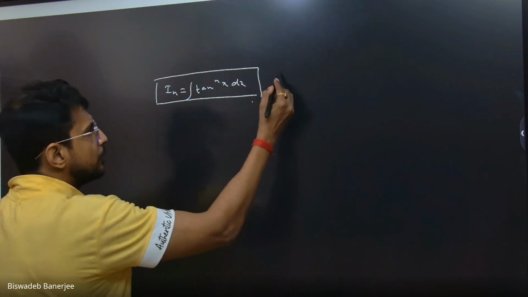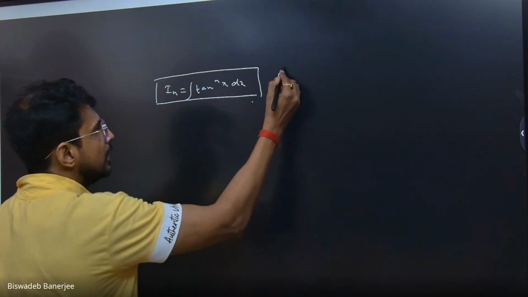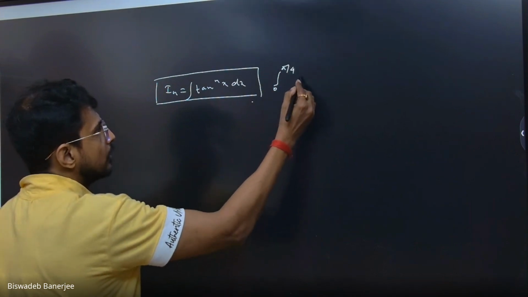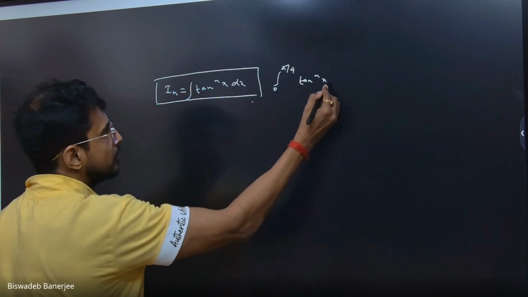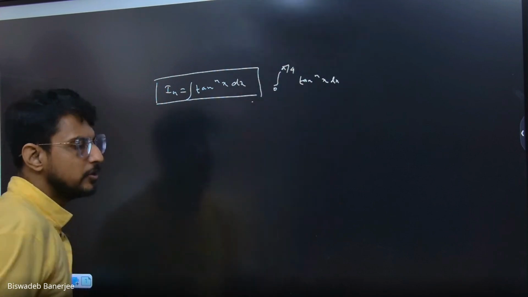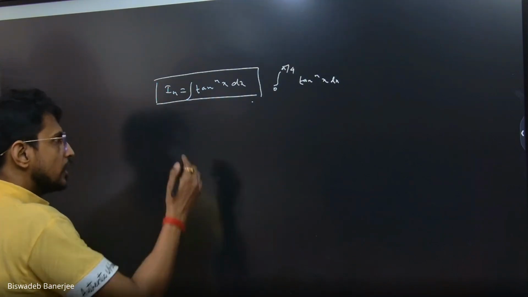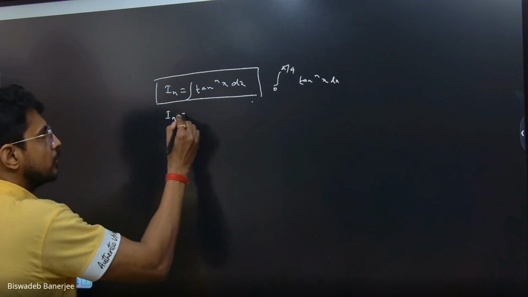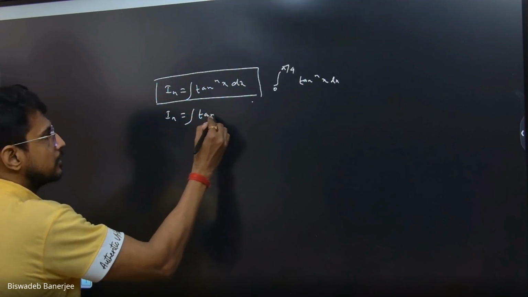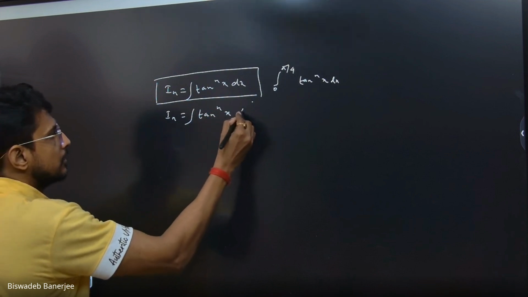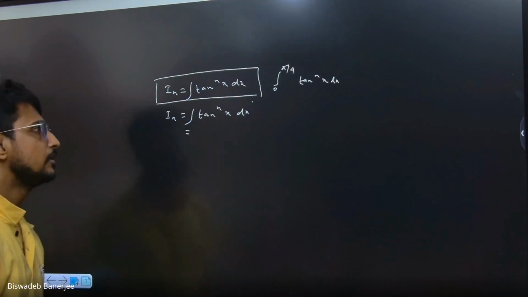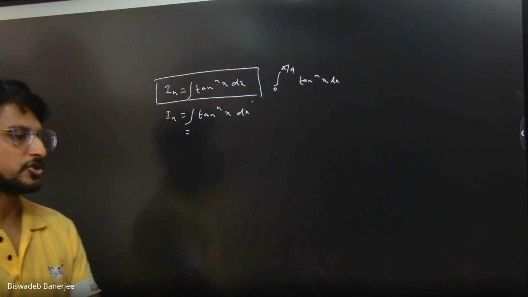And later we shall put the limit, but here the limit is 0 to pi by 4, tan to the power n x dx. Why not pi by 2? We shall see this later. So at first we start with I_n equal to integration tan to the power n x dx. So how can we find this integration?